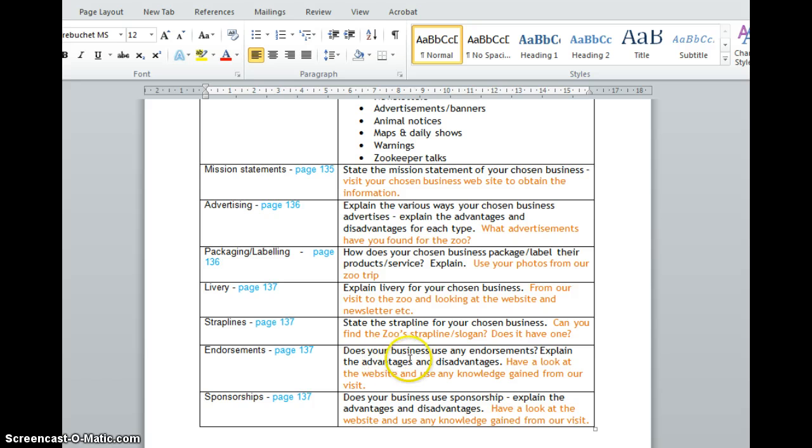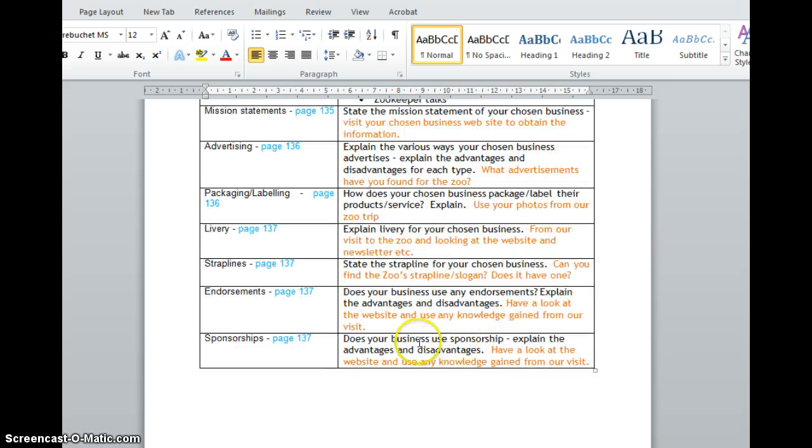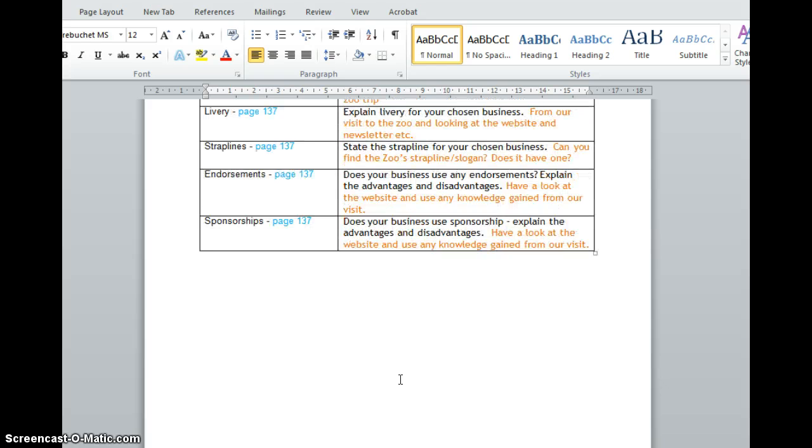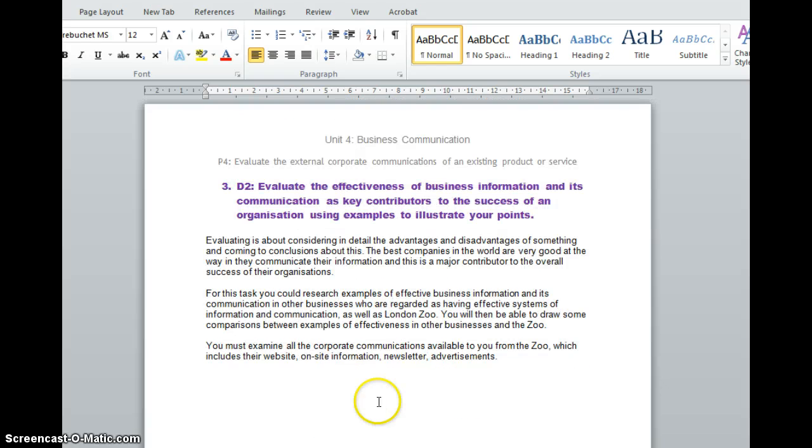Endorsements, so are any famous people endorsing the zoo? Sponsorships. How does sponsorship work for the zoo? And there is some sponsorship there. So that's going to get you the P4, and then if you're going to go for the D2, you need to do this: evaluate the effectiveness of business information and its communication as key contributors to the success of an organisation, using examples to illustrate your points.